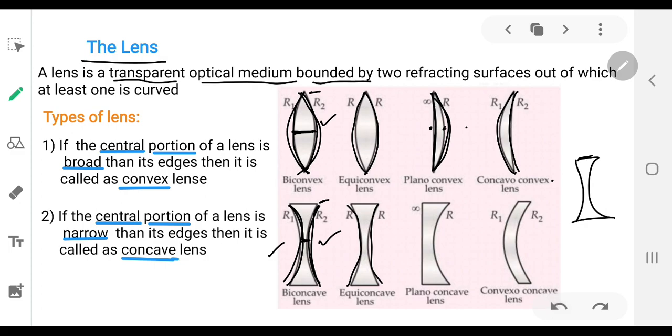Now we'll see how the lenses are formed. While mentioning the equiconvex lens, we have taken R and R. What is this R? In the first case, biconvex, we have taken R1 and R2. But when it comes to the equiconvex lens, we have simply taken R and R on both sides. It means the radius of curvature of both spherical refracting surfaces is the same. Now what is this radius of curvature of a spherical refracting surface?